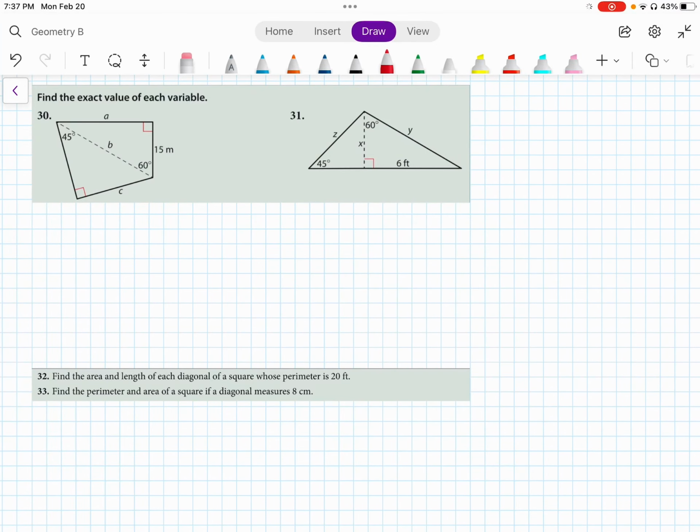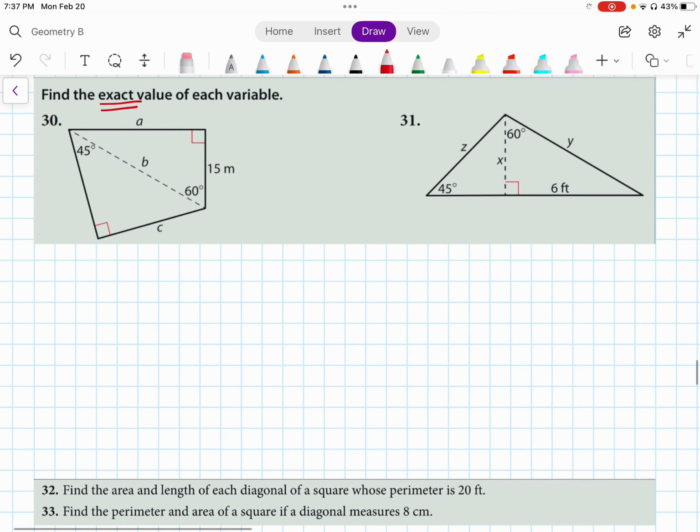Okay, for this next group of equations, it says find the exact value of each variable. These incorporate both 45, 45, 90 and 30, 60, 90 triangles. So we'll be using those formulas. I think I can squeeze them in right here.